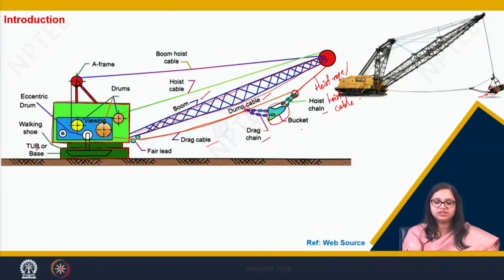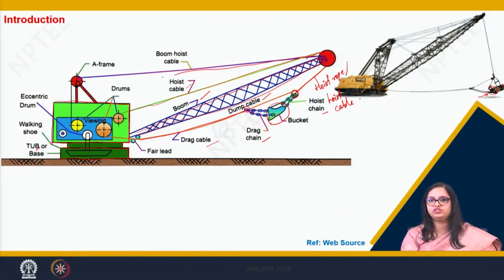Now, along with the hoist rope or drag cable, you can see the hoist rope goes along here and it is connected to one drum. This is the bucket hoist cable or rope that we say. There is also a boom hoist cable. This boom can also be moved up and down depending on the requirement.